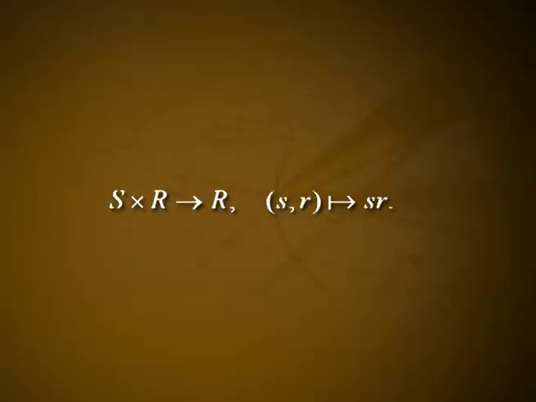Example 6. Suppose S is a subring of a ring R. Then R can be considered as a left S module in a natural way, namely with regards to multiplication in R. That is, for all s in S and r in R, we have S cross R to R, (s, r) is equal to sr.